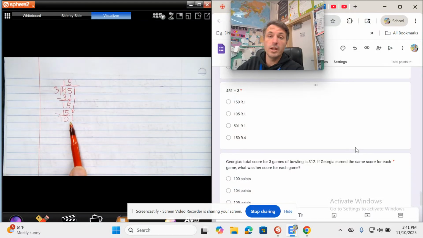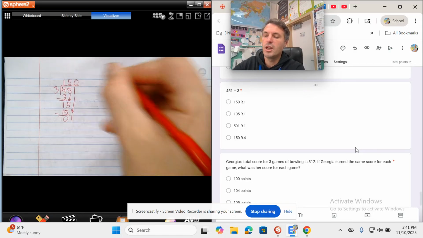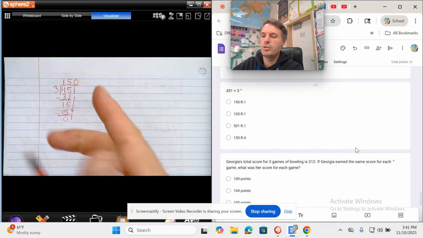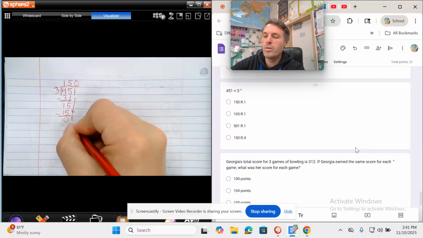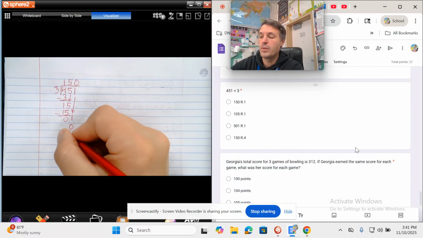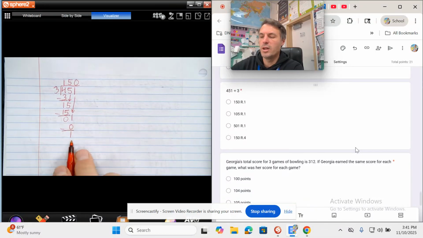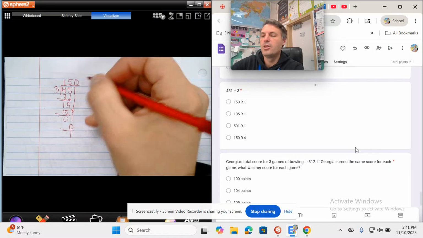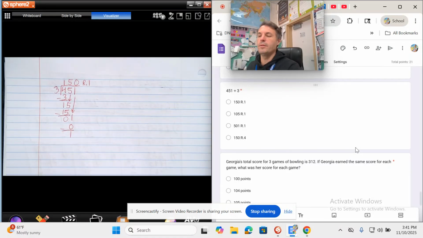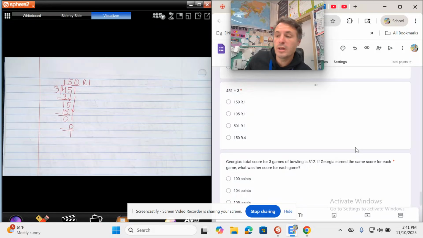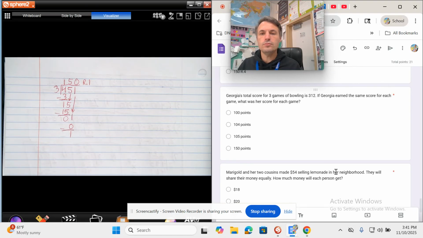3 can't fit into 1, so it fits 0 times. 0 times 3 is 0. Remember, anything times 0 is always 0. Now we subtract. 1 minus 0 is 1. Is 1 smaller than 3? Yeah. So we write remainder 1 because there's nothing left in the dividend that we can bring down. So it's 150 remainder 1. So you should choose this answer right here.